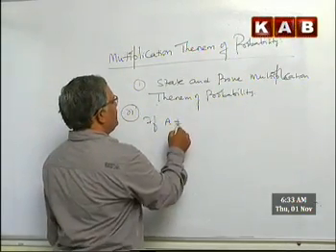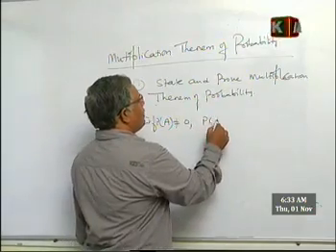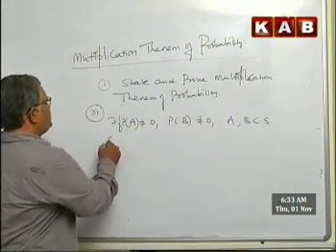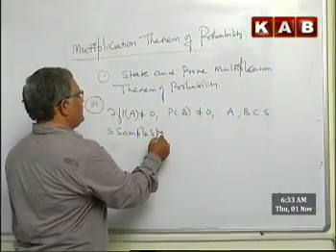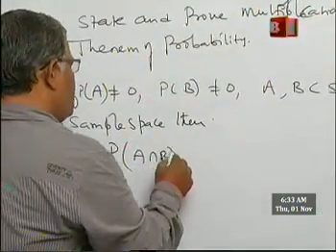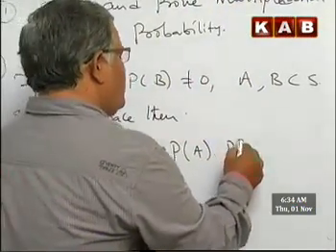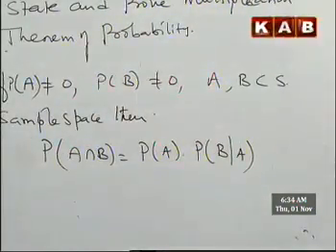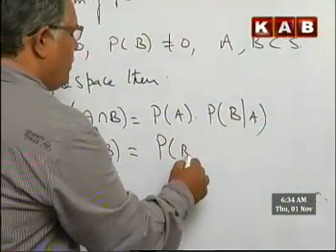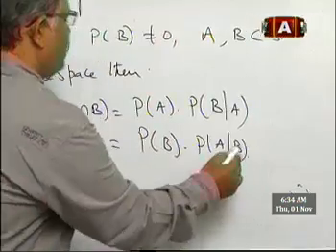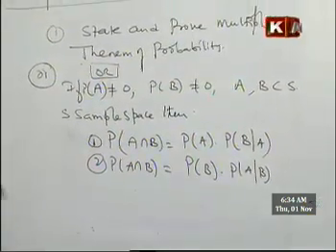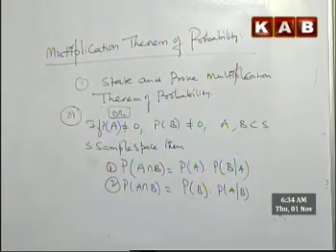If probability of A not equal to 0, probability of B not equal to 0, A, B subsets of S, sample space, then probability of A intersection B is equal to probability of A into probability of B given A. Either this, or probability of A intersection B is the same as probability of B into probability of A given B. Either this or this, any one of them is our question, the multiplication theorem of probability. Okay.